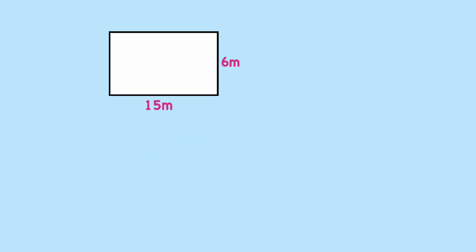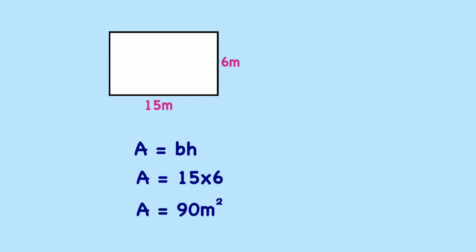So we have a rectangle of 15 meters by 6 meters. So our base of 15 and our height of 6. So our formula, A equals B times H. We substitute in the values, which are 15 and 6, and then multiplying that together gives us a final answer of 90 meters squared. As always, don't forget your units.